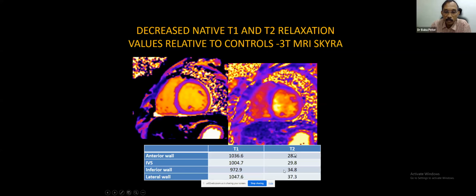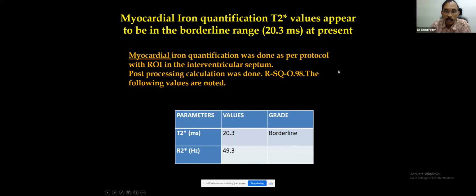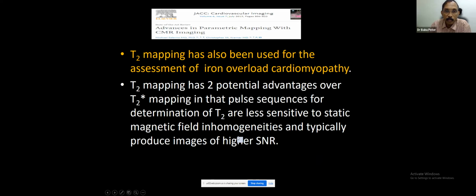T2 values, you can see, are around 28 to 30, where T1, again in our system, is significantly low. And the T2 star was actually done on a 1.5 Tesla Avanto, which revealed a borderline T2 star around 20.3. And T2 mapping has been used to assess iron overload cardiomyopathy. T2 mapping has some potential advantages over T2 star in that the pulse sequences to determine T2 are less sensitive to static magnetic field inhomogeneities and can produce images of high SNR.